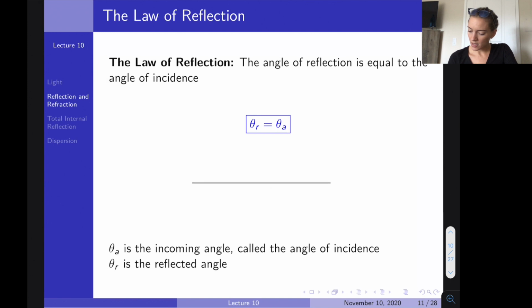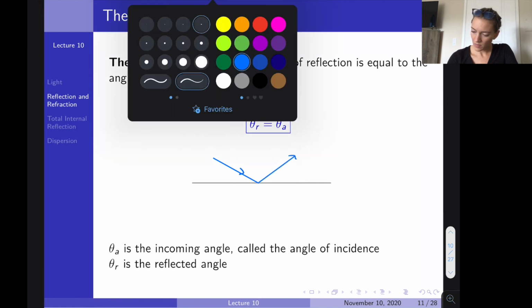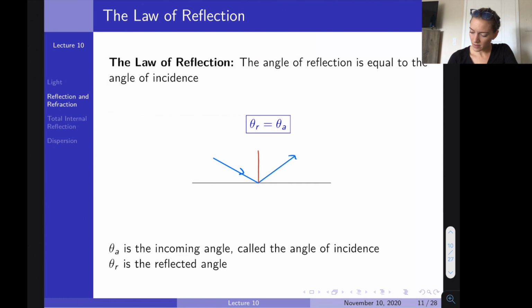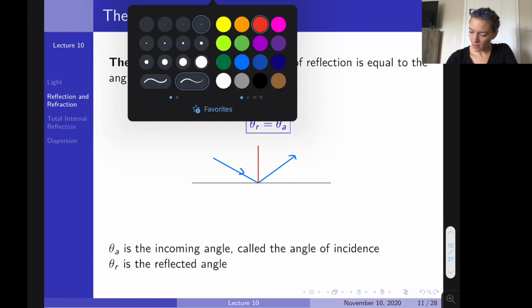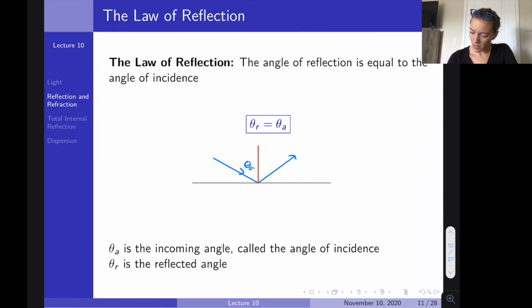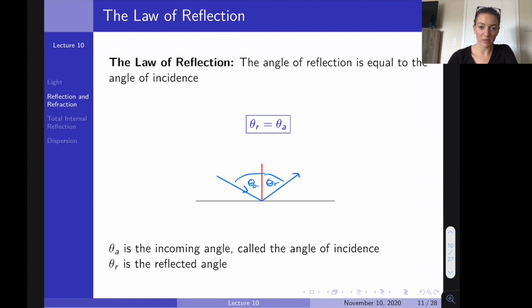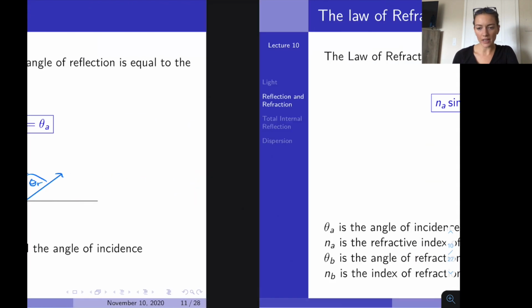It just says that our angle of incidence and our angle of reflection, so we have there, that's our normal. We have our angle of incidence and our angle of reflection, and those are the same. And again, obviously measured from the normal. Okay, so that's our law of reflection.